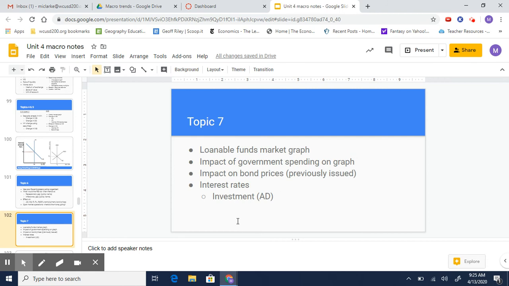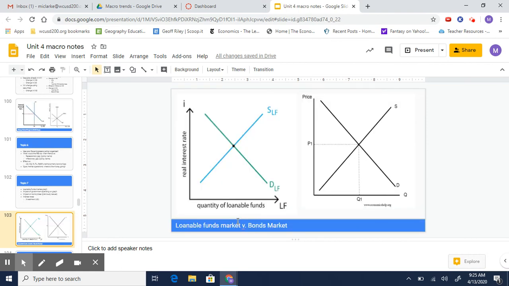Topic 7 deals with the loanable funds graph. And what we're going to look at here are these two tools and these two graphs. Okay, so in this first situation, let's assume that the government wants to spend more money. The government is increasing government spending. They're spending more on roads, bridges, highways, the military, healthcare.